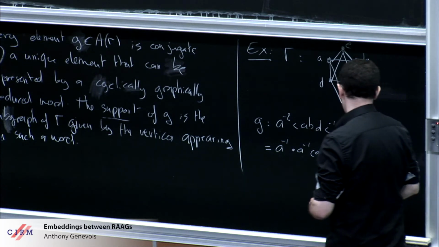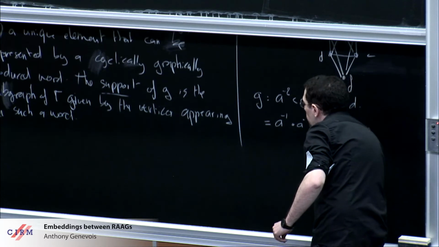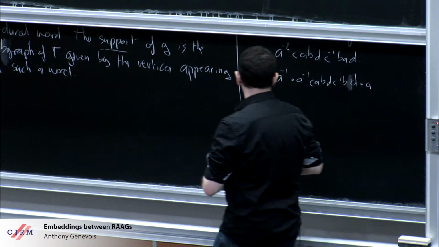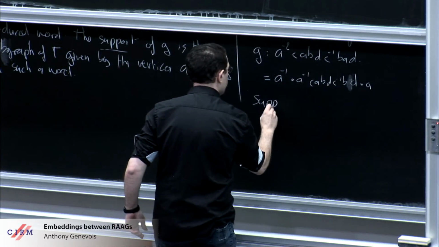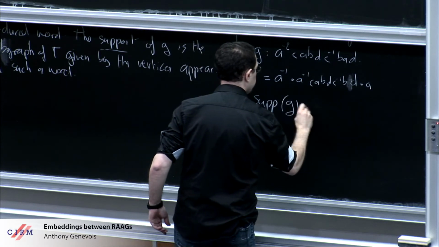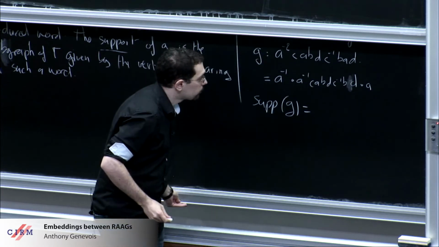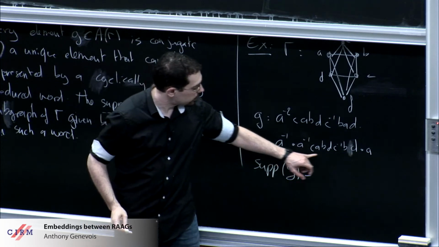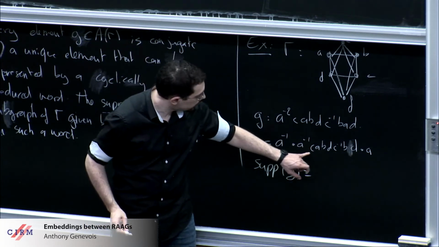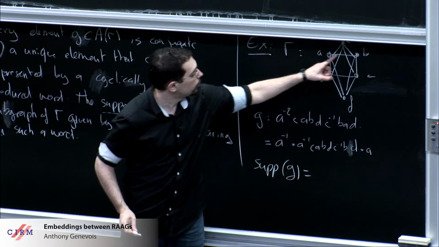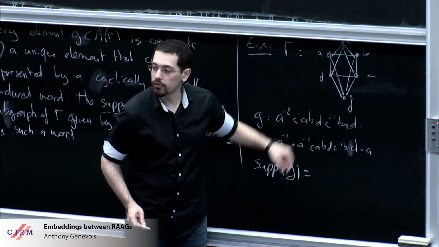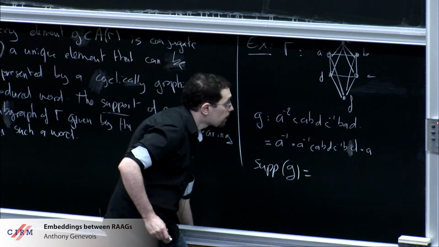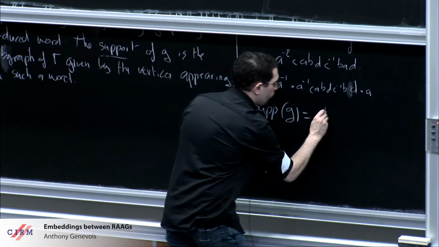And in particular, the support of G is the subgraph of gamma given by the letters in this word. So you have A, B, C, D. So you have this four cycle.